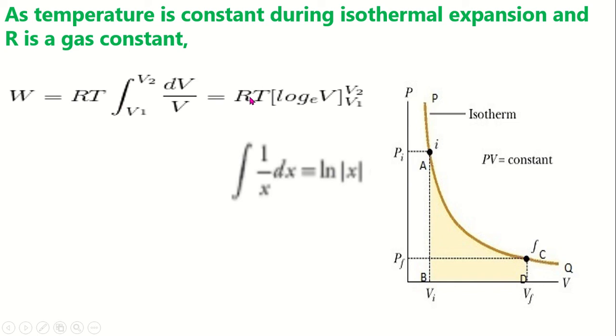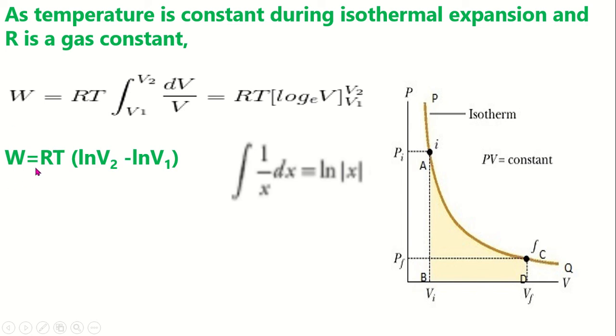That equals RT log e V, or ln V. The lower limit is V1 and the upper limit is V2. Dear students, the integration of 1 by x dx equals ln x. This is the formula, and that formula we are using here. That means the integration of 1 by V dV equals ln V.